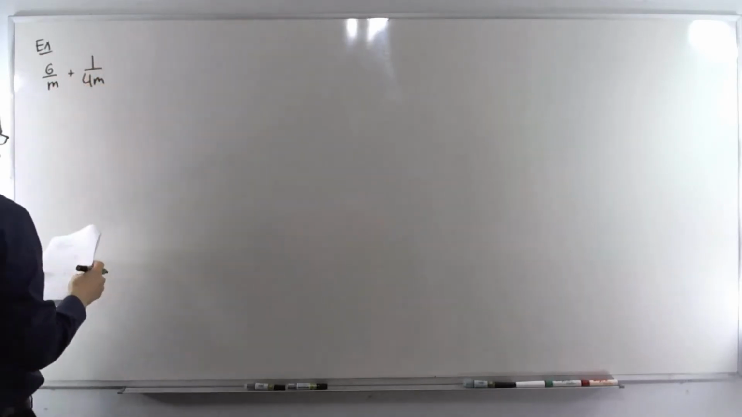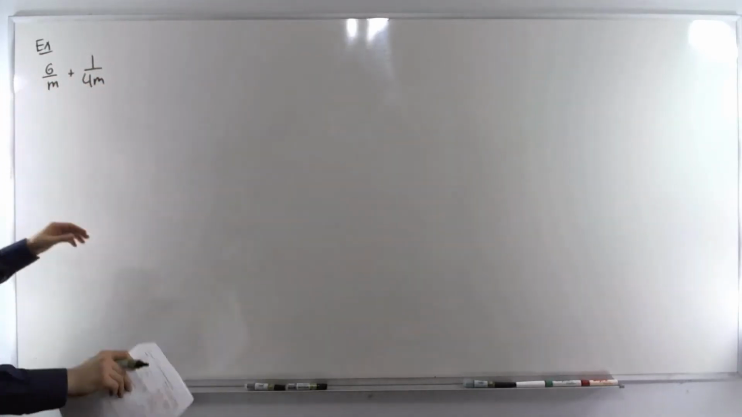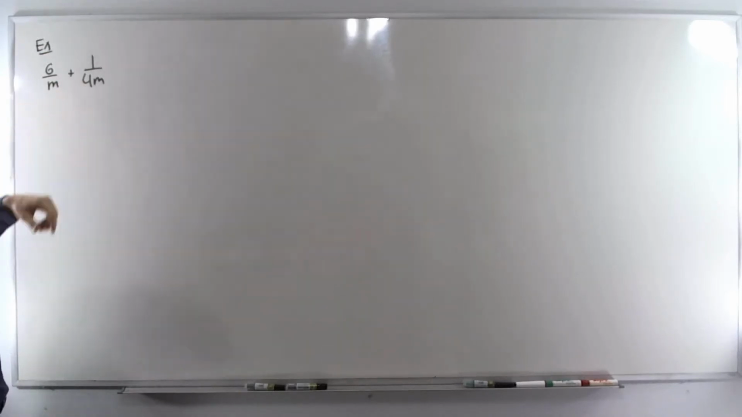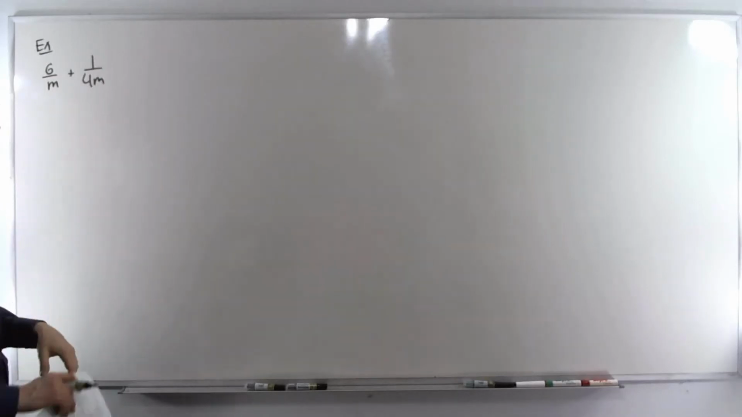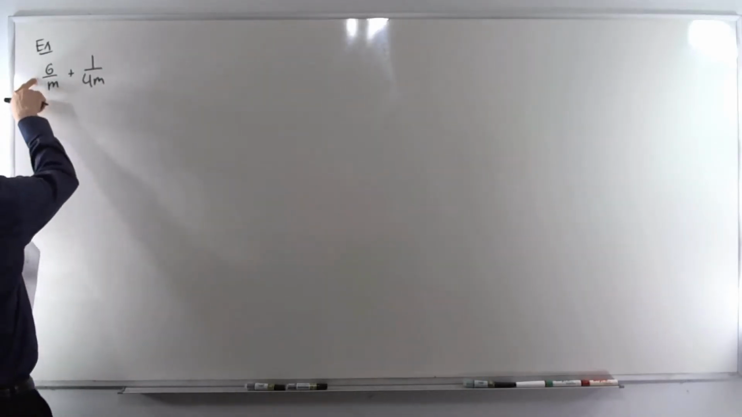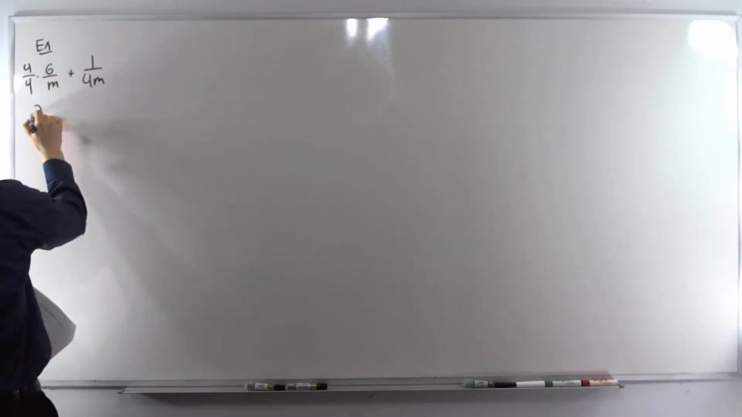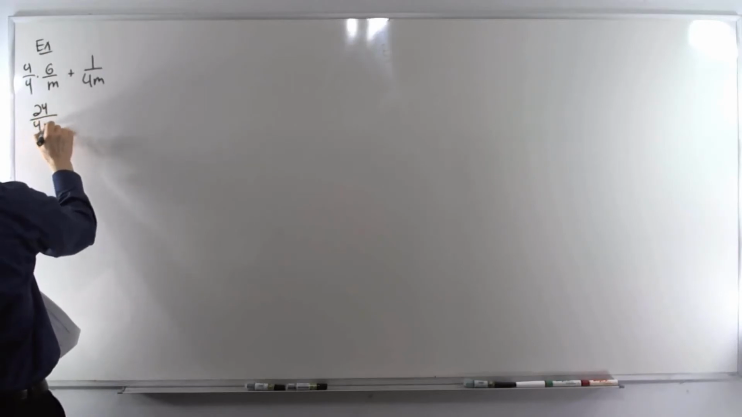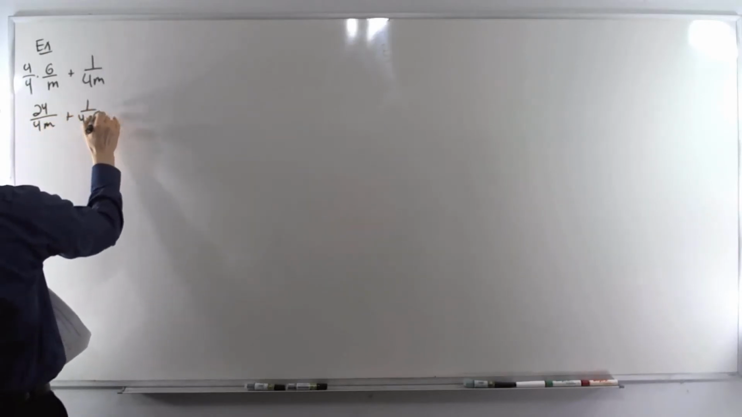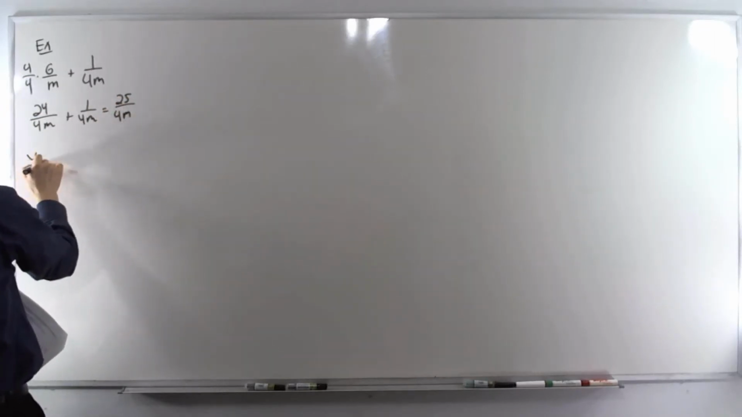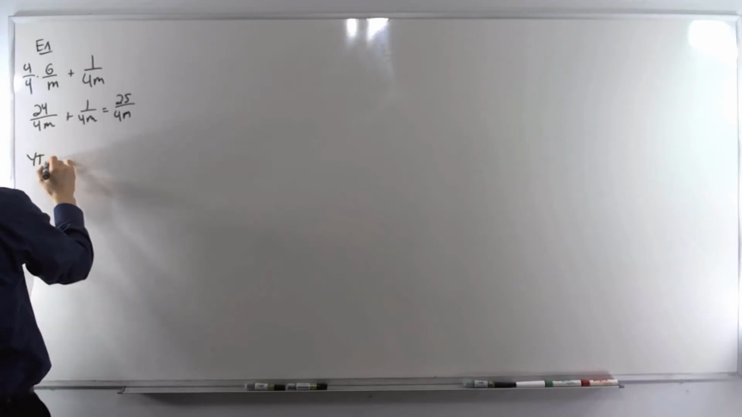First example, 6 over m plus 1 over 4m. All right, so we've got only one coefficient. So that means that's going to be the coefficient on the LCM. And then we've got one variable to the first power. So our LCM is just 4m. So the only one we need to transform is the one on the left. We need to multiply this by 4 over 4 because that's what it's missing. So that gives us 24 over 4m plus 1 over 4m. And we get 25 over 4m. Your turn, number 5.